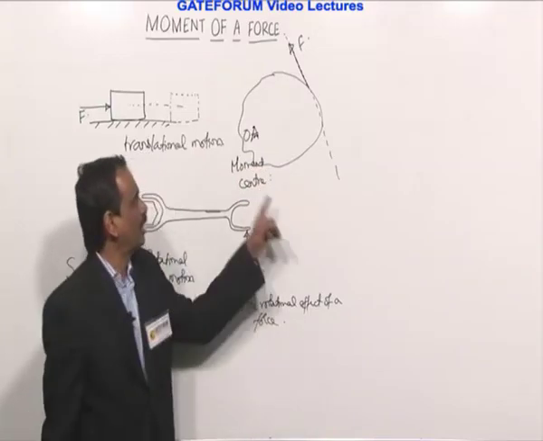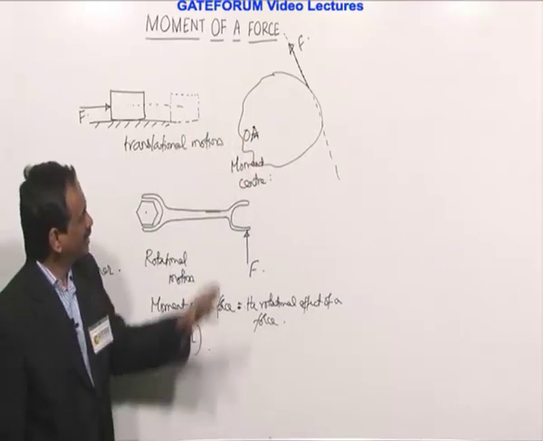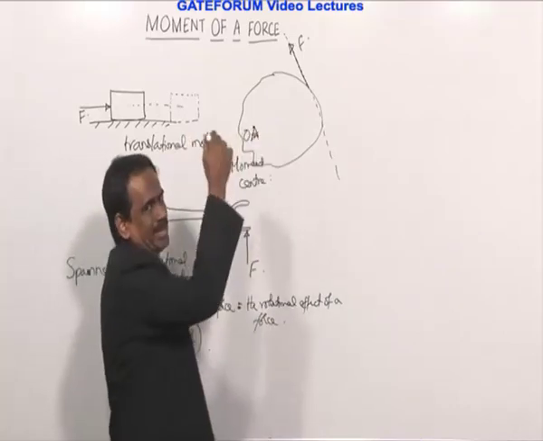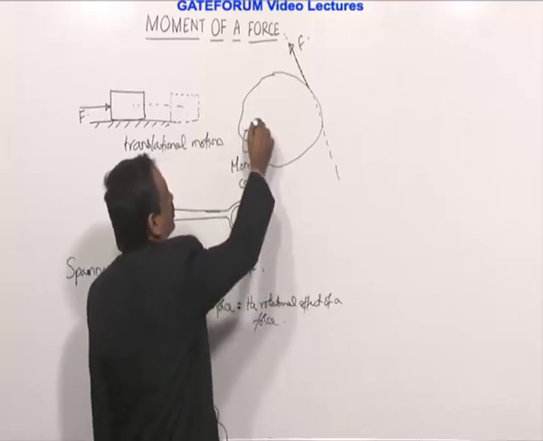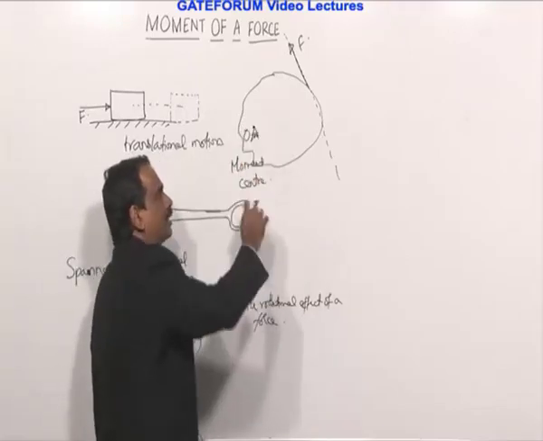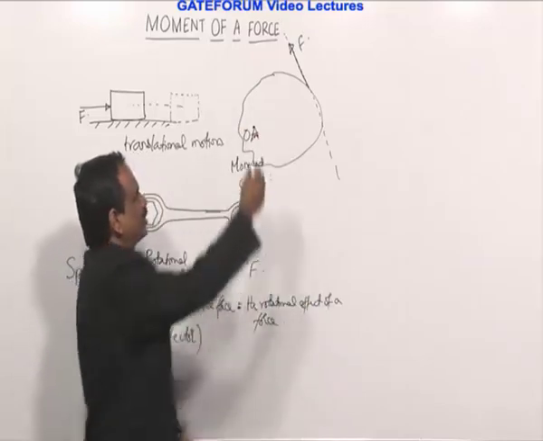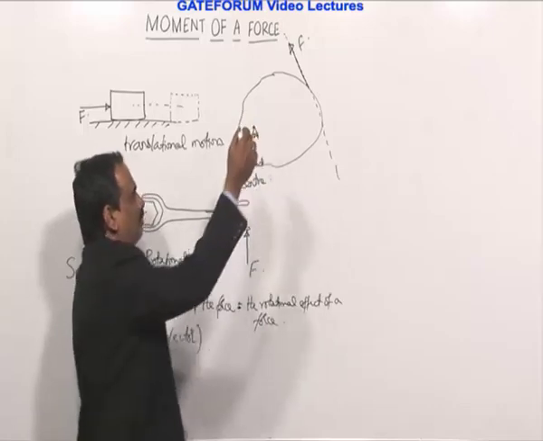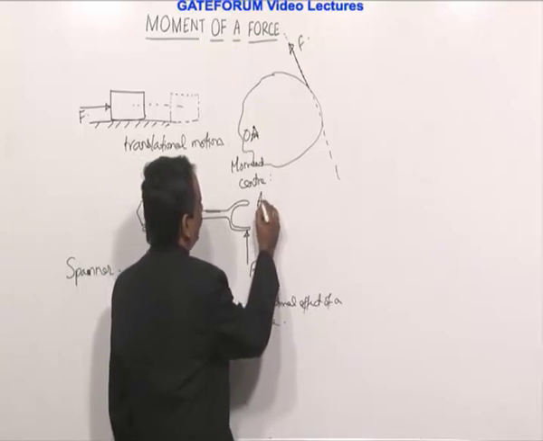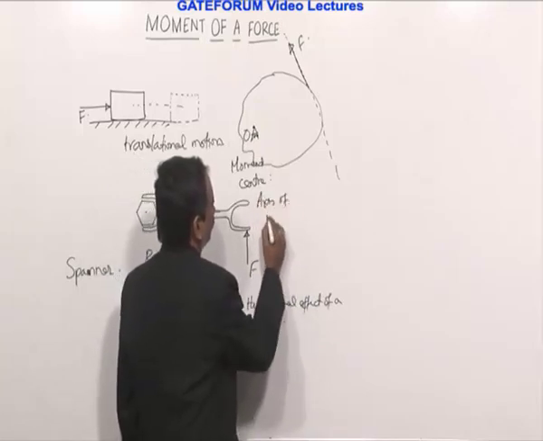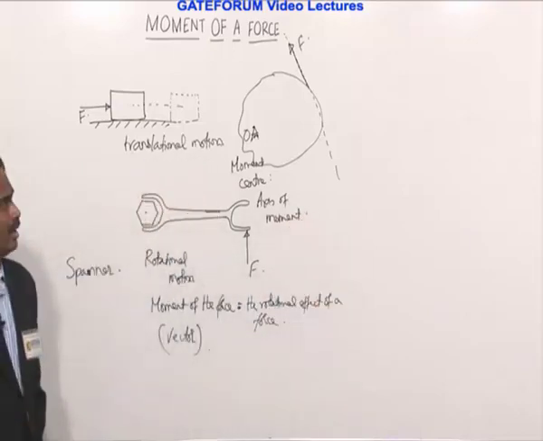It is nothing but the point about which the body is going to rotate. And in addition, it will rotate about an axis. The entire body will rotate about an axis, and that axis will be like this. If this body is going to lie in this plane of the board, then the axis will be normal to the plane of this board. That we call as the axis of moment. Now we have to define the moment.